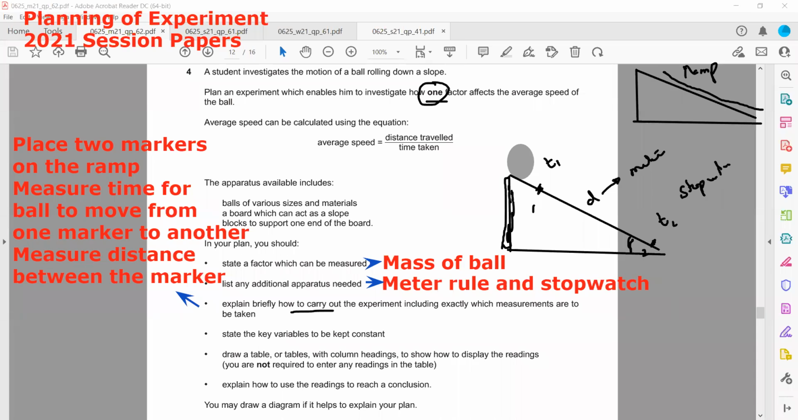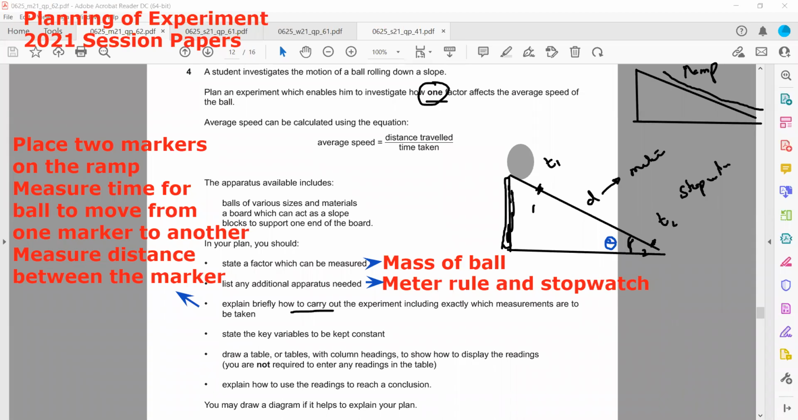The key variable, the incline, the angle, because the angle can also affect the average speed. So this angle which we are using for the ramp, that should be the same. The material from which this ball is made, because different types of materials will have different friction. We are only changing the mass of a ball, but the type of material we are using should also be the same.